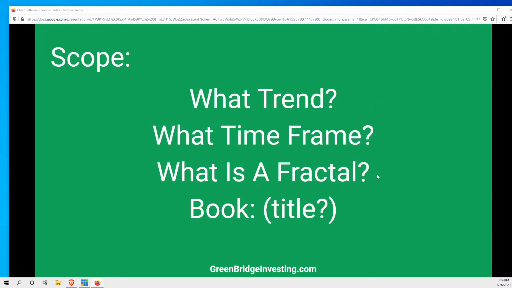And what is a fractal? Does anyone know what a fractal is? Real quick, don't go Googling it. All right, can anyone tell me what a fractal is? And it's okay if you say no.